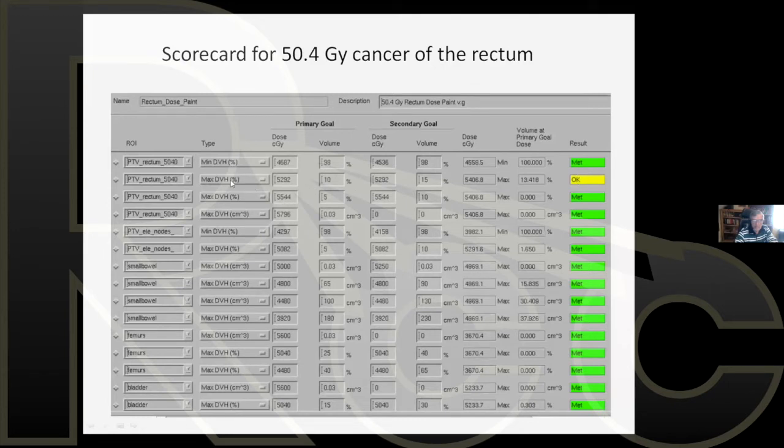Over here for maximum, we wanted 10% to get less than 52.92. We ended up with about 13%, so it turned yellow there, but that was still acceptable.